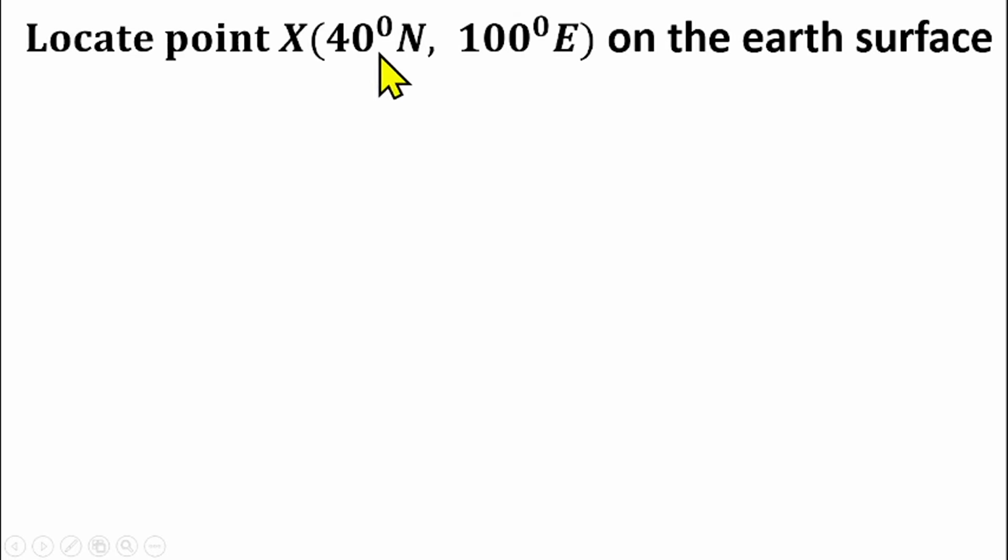Of course, 40 degrees north represents latitude, 100 degrees east represents longitude, and this is written as coordinates, and we write it as latitude and longitude. So latitude always comes first when you are writing the geographical location. Latitude comes first before you write the longitude. So you don't interchange them. You don't put longitude before you put latitude.